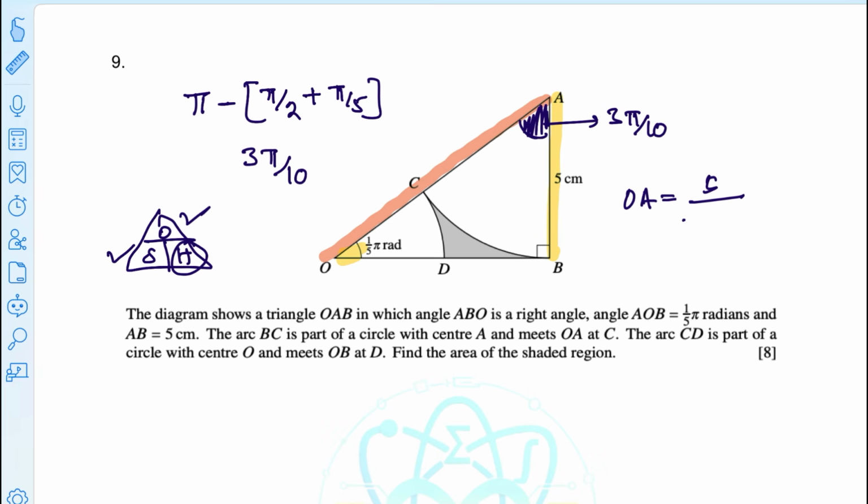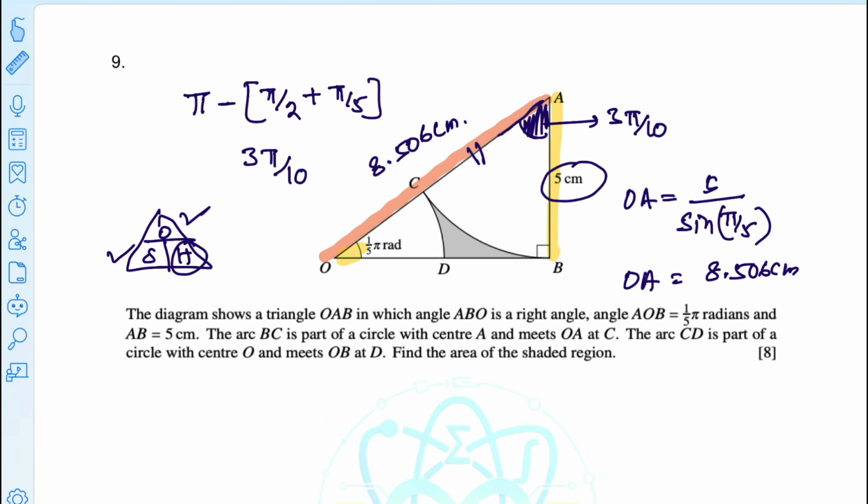Hypotenuse equals opposite over sine. So sine pi over 5. Is it okay? So the line OA should be 8.506 centimeter. That means total length we are getting 8.506 centimeter. Now if you see, this is 5 centimeter, this AC I'm talking about, from here to here, is also 5 centimeter, and this small part, if you subtract this, you will get 3.506. Is it okay? Right.